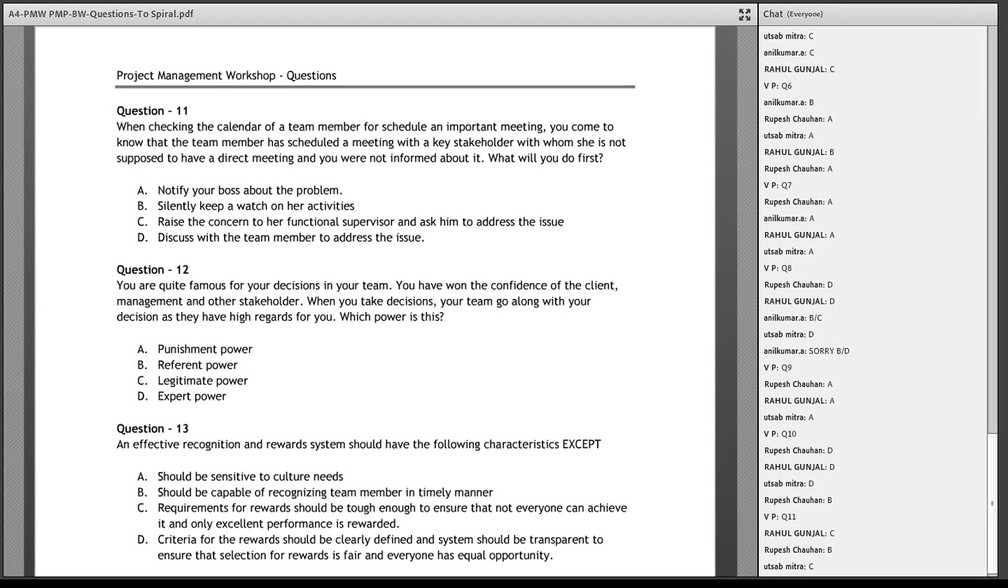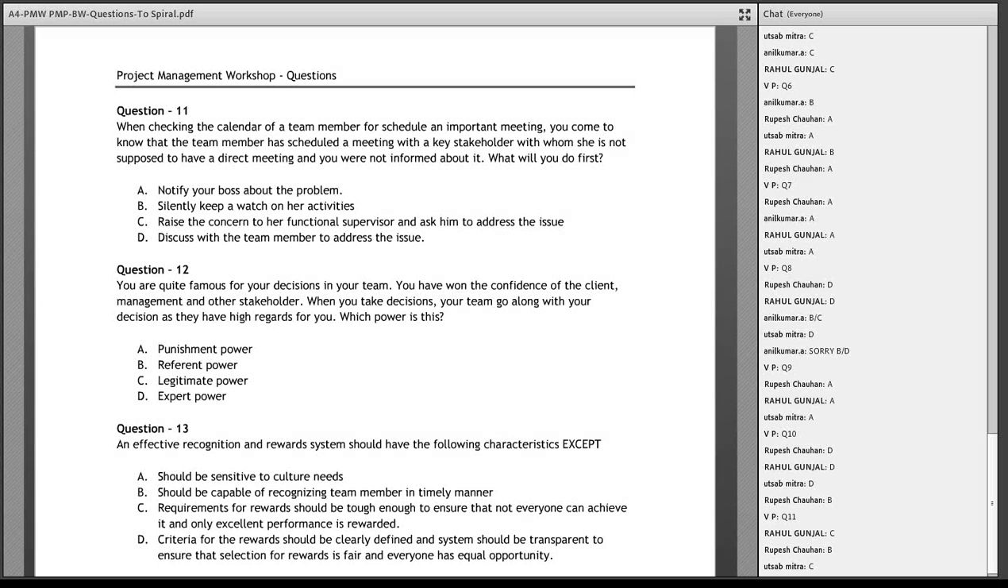C says raise the concern to her functional supervisor and ask him to address the issue. Okay, I do not see much difference between A and C. In A, you are giving your job to somebody else to do. In this case, it is your boss. In C also, you are giving your work to somebody else. In that case, it is her boss.